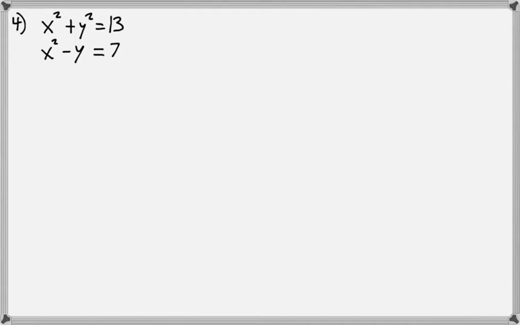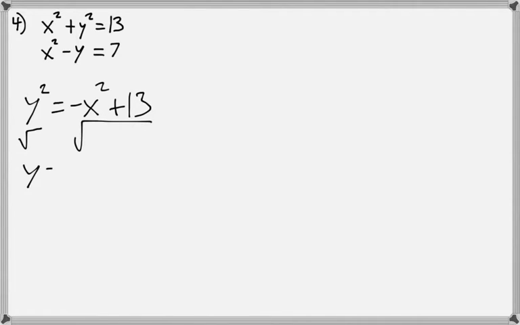On question number 4, I'm trying to find the intersection point of the two graphs. So I need to isolate for y in both of my equations. So if we look at the top equation, I want to subtract x squared from both sides. Then I want to square root both sides. And that's going to put a plus minus there.